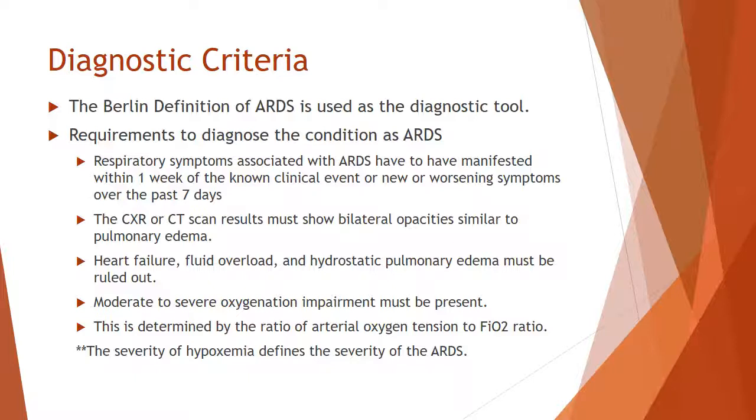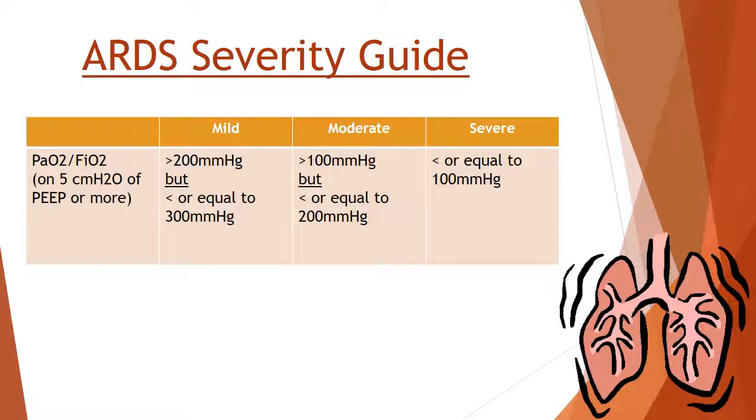Heart failure, fluid overload, and hydrostatic pulmonary edema must be ruled out, and moderate to severe oxygenation impairment must be present. This is determined by the ratio of the arterial oxygen tension to the FiO2. And the severity of the hypoxemia defines the severity of ARDS. This is the severity guide for ARDS.